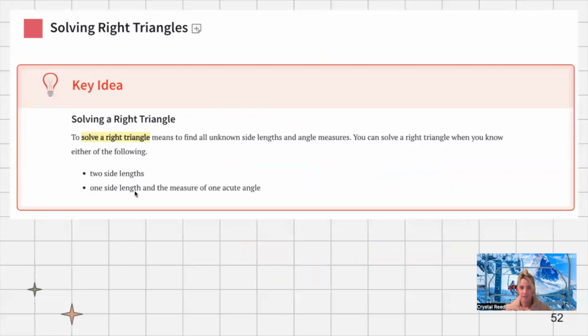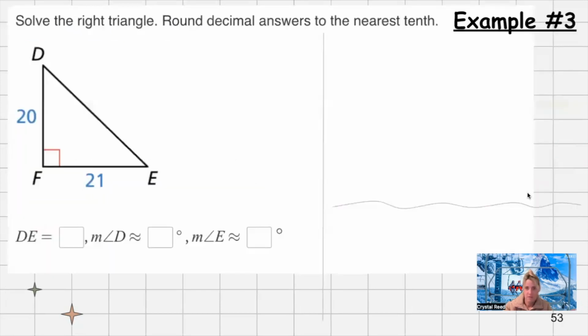Well, as I said in the beginning, we're going to solve triangles, so that's what we're going to do. To solve a right triangle means to find all the sides and all the angles. You can solve a triangle when you know either of the following: 2 side lengths, or 1 side length and the measure of 1 acute angle. Again, these are right triangles, so you already know that one of the angles is 90. Those are things you need in order to solve a triangle. So guess what? Let's do some.